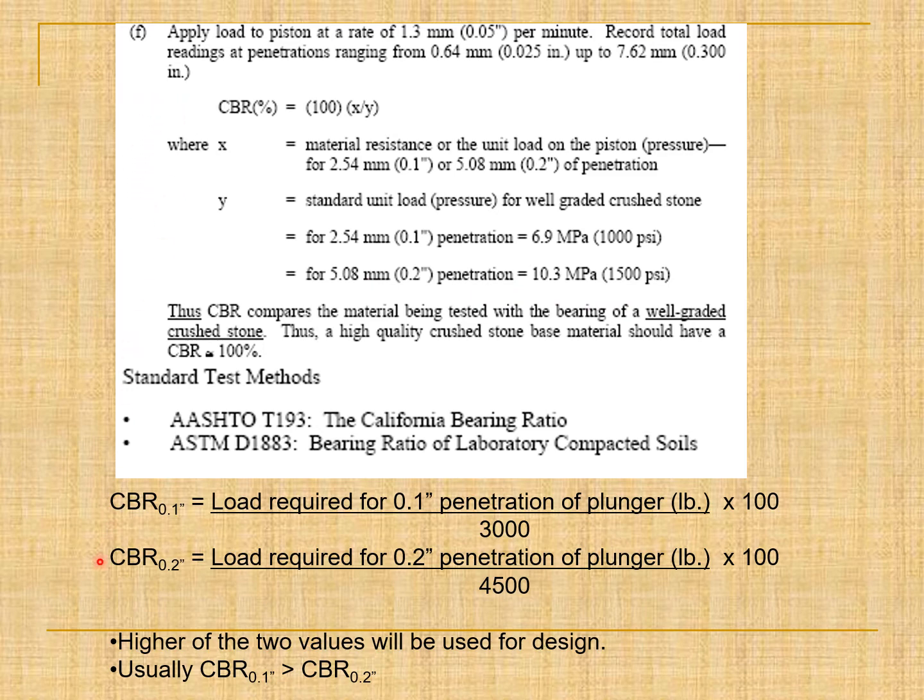So accordingly we can write the formula for the CBR corresponding to 0.2 inches penetration and 0.1 inch penetration. And keep in mind that the higher of the two values will be used for design, and usually CBR corresponding to 0.1 inch penetration is greater than CBR of 0.2 inches penetration. And one more point that you must keep in mind: if the CBR corresponding to 0.2 inches penetration is greater than the CBR corresponding to 0.1 inches, then you will have to repeat the test. If the second time you get the same results, then you can take the CBR corresponding to 0.2 inch penetration as the design CBR. So the basic thing is that the higher of the two values will be used for the design, and that will be considered as the design CBR value.